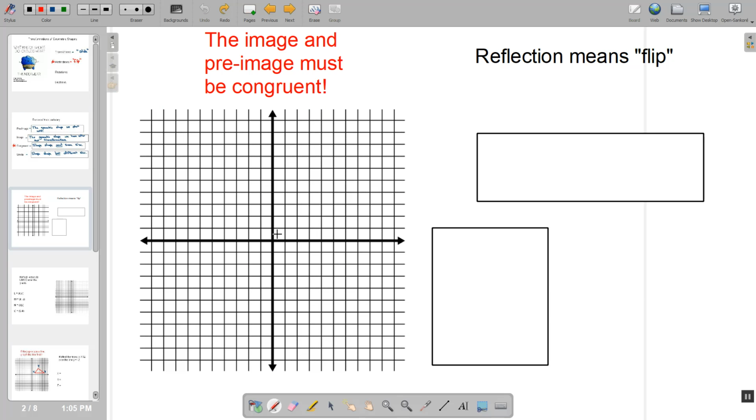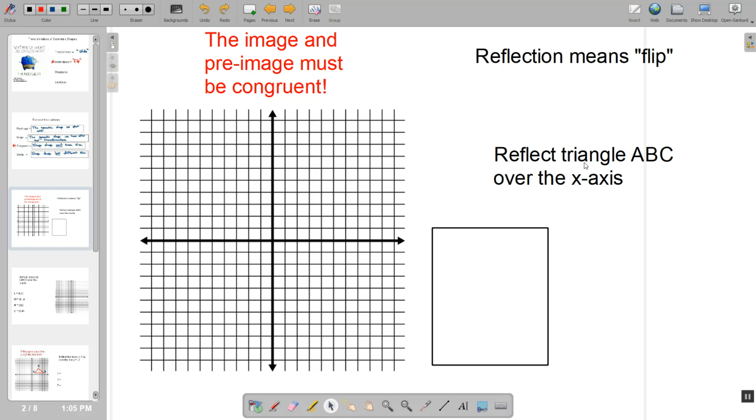So we have a graph here. We need to know that the image and pre-image must be congruent, or the same shape and the same size with each other, and we know that reflection means flip. So our first shape is going to be a triangle ABC, and we're going to reflect it over the x-axis. And the x-axis is right here. Y-axis is right here. If you make a Y with your body, straight up and down is the Y-axis. If you try to make an X with your body, you can't quite do it, so you get a little tired and lazy, and you create the X there over the middle, or the horizontal axis.